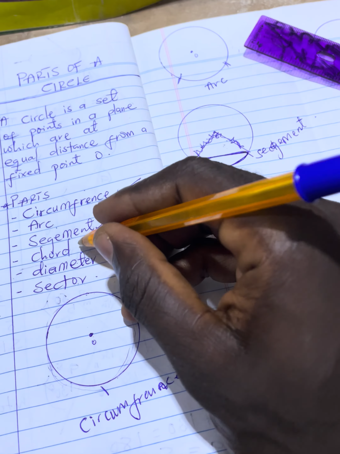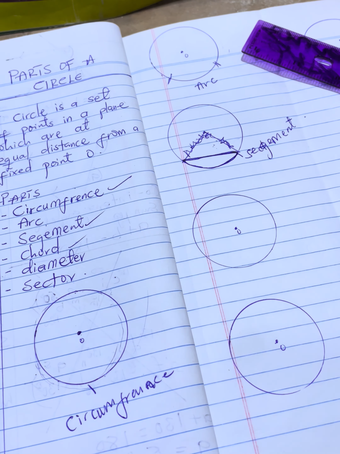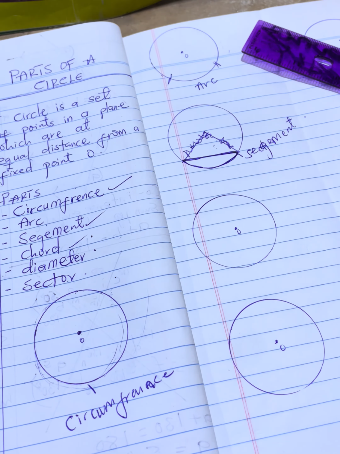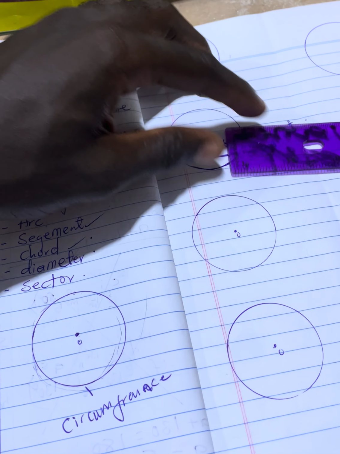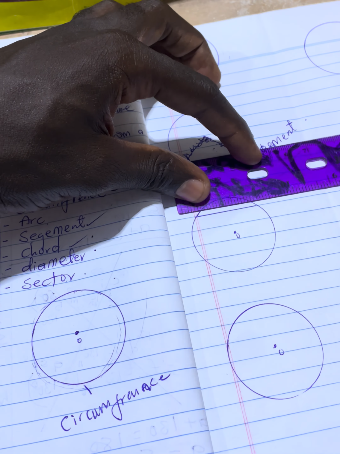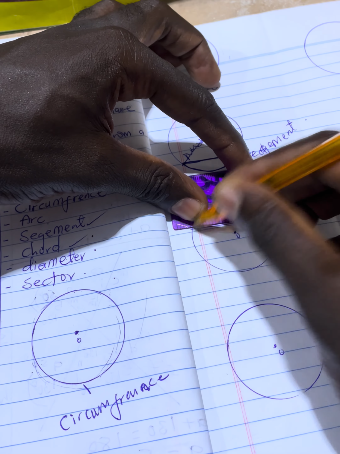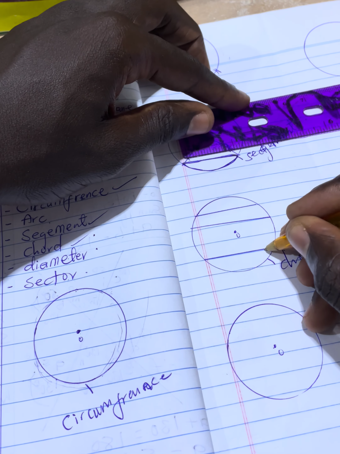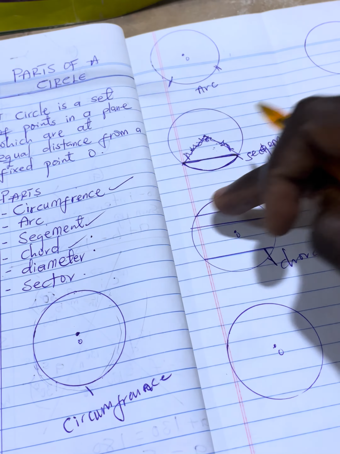The next one I'll talk about is a chord. Very important: between a chord and the diameter, most students mistake diameter for a chord. A chord is a line that has both ends on the circumference. So if I rule a line that touches here, from here to here, we call it a chord. All these lines you see, we call chords.